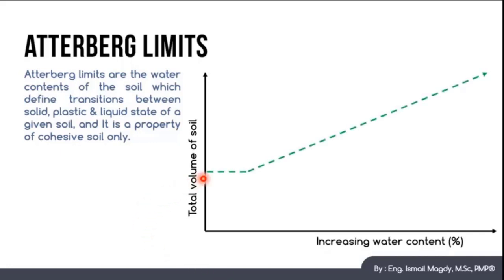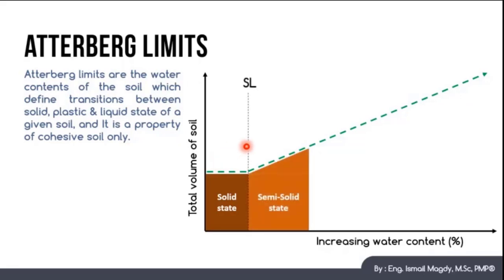The soil volume remains constant as the water content increases in the first stage only. After that, the soil volume starts to increase. So first, when the water content is at its lowest value, the soil will be in its solid state, as we can see here. If the water content in the soil started to increase beyond this limit, the soil will start to expand till it reaches the semi-solid state, and this limit is called the semi-solid state limit.